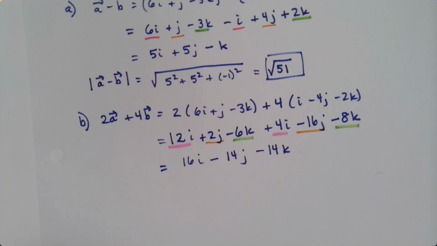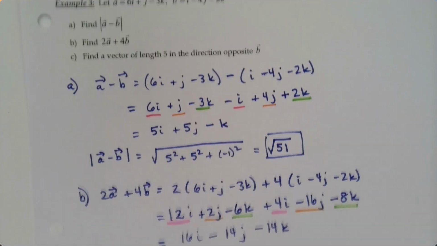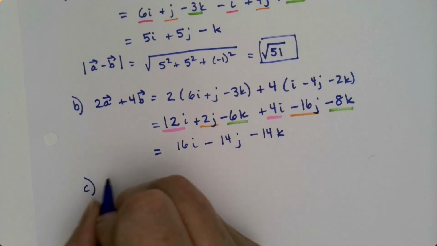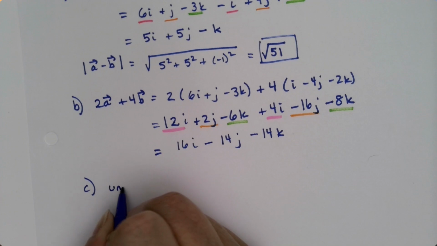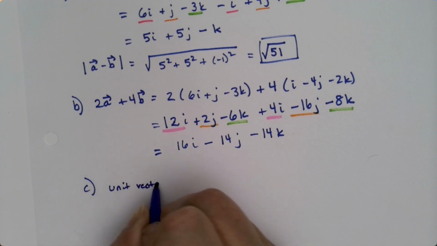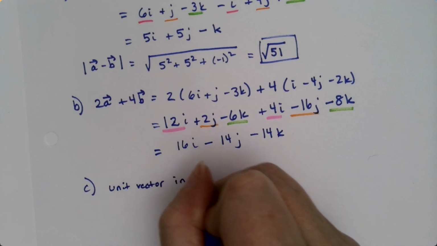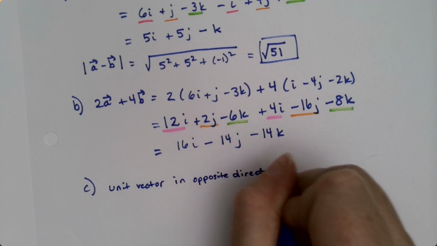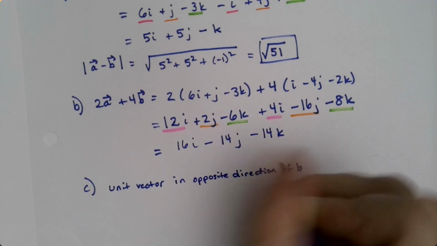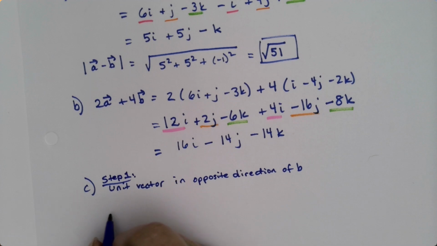All right, last piece. Find a vector of length 5 in the opposite direction of B. Okay, that's a trickier problem than you might think. So to find this, you have to first find the unit vector in the opposite direction of B. So that's step 1. Okay, so we need to find the magnitude of B.